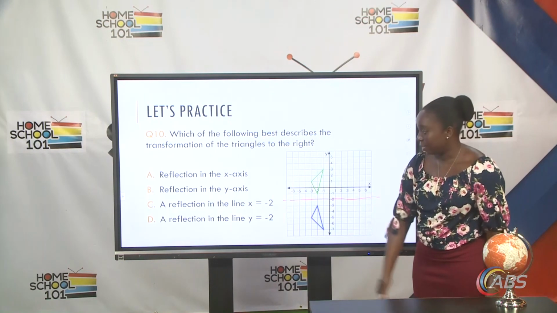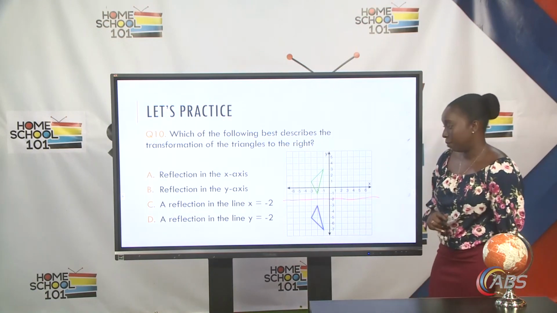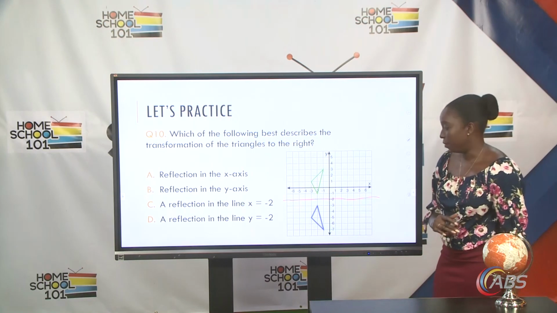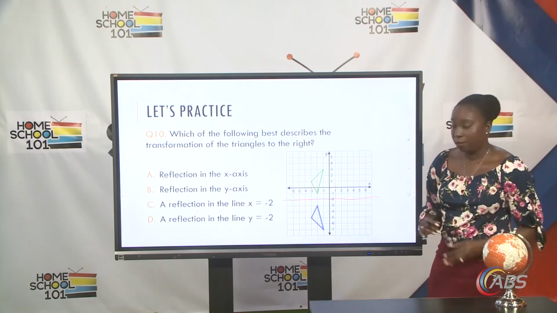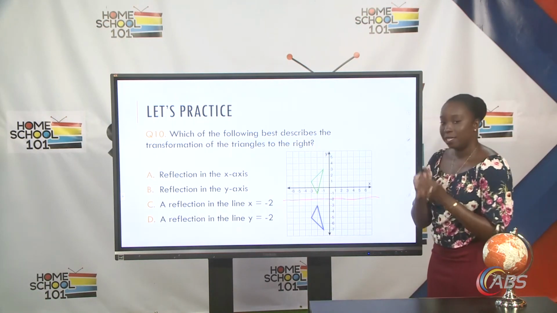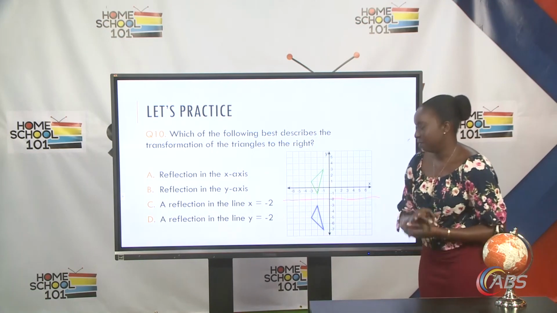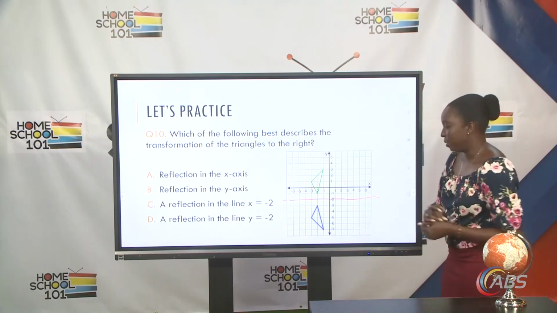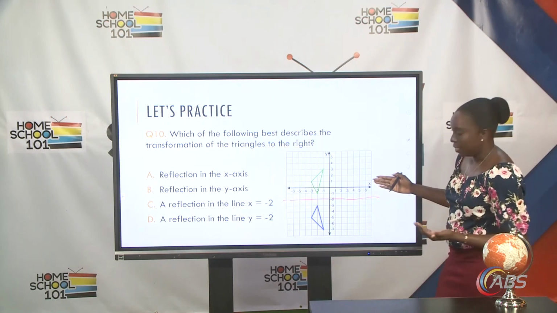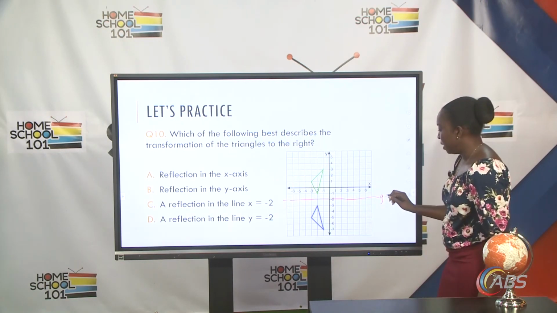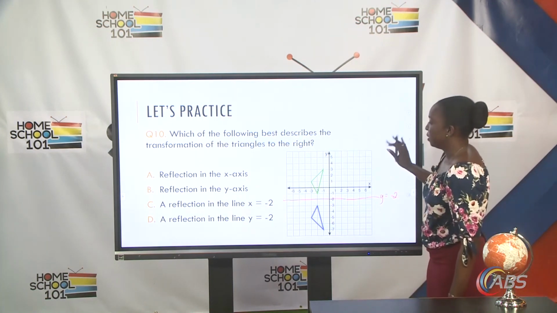Is it the x-axis? No, it's not. Is it the y-axis? No, it's not. Is it a reflection in the line x equals -2? Well, we don't know yet. Let's check that out. How do we know if this is the line x equals -2? That would mean that whenever we choose a point on the line, our x value is always -2. Is that true? No. So it is a reflection in the line y equals -2. And we already know that because if the x-axis is the line y equals 0, then we can safely say that this is the line y equals -2. And so our answer here is D.